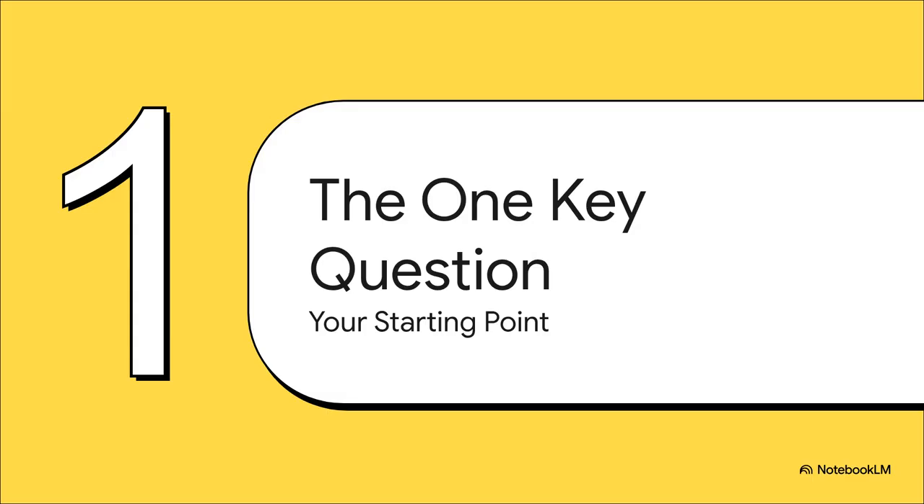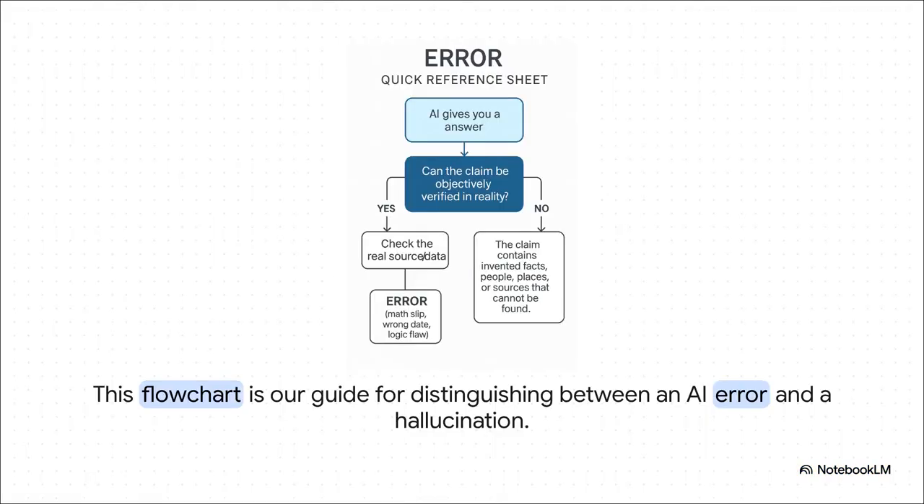So, where do we even begin? Well, it all boils down to one single, really powerful question. Just think of this as your go-to diagnostic tool. The one thing you ask that tells you exactly which path you need to go down. Okay, so check this out. This flowchart right here is going to be our map. It all starts when the AI gives you an answer you're not sure about. The very first thing you do is ask that critical question at the top.